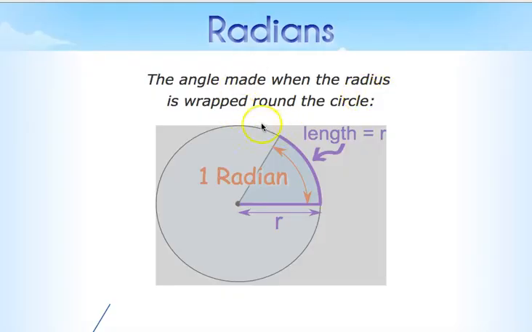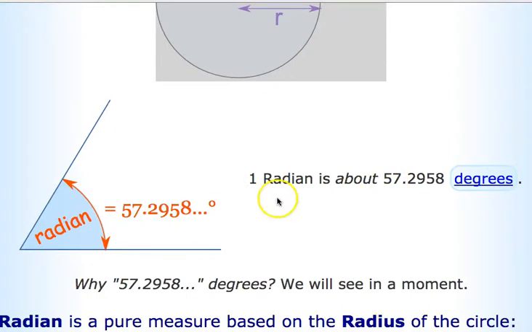So what is a radian? A radian is the angle made when the radius is wrapped around the circle. So for example, if this is the radius here, and I take that length and wrap it around the circle, and then I come back down here, this angle formed is called 1 radian, okay? Now, 1 radian is about 57.2958 degrees. You don't have to know that.